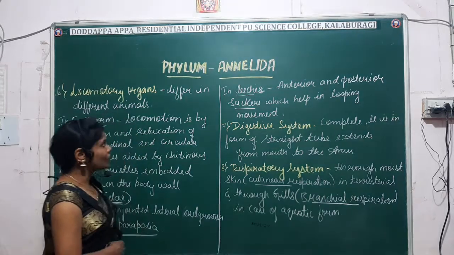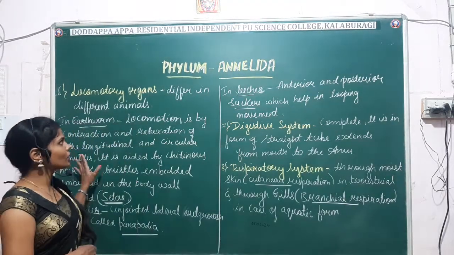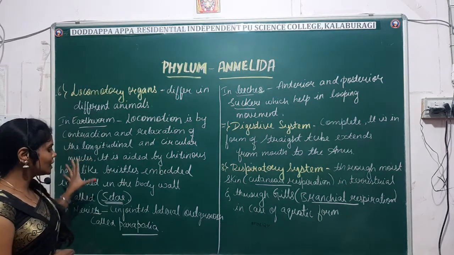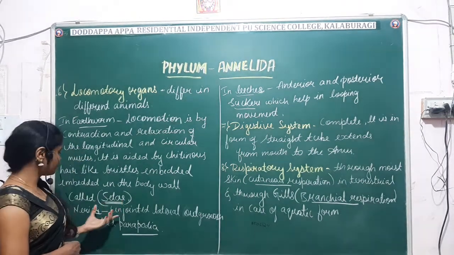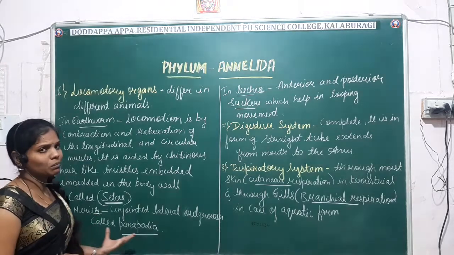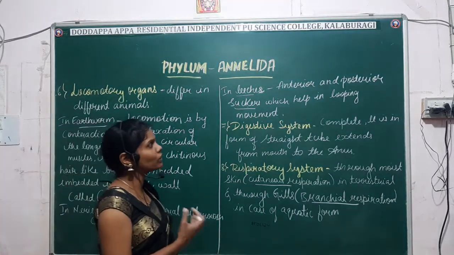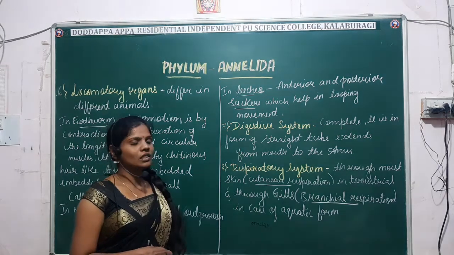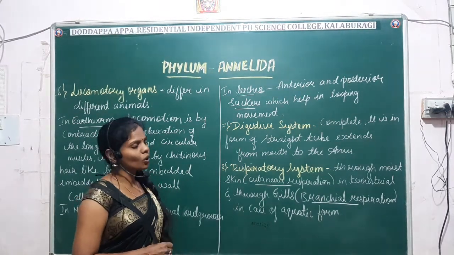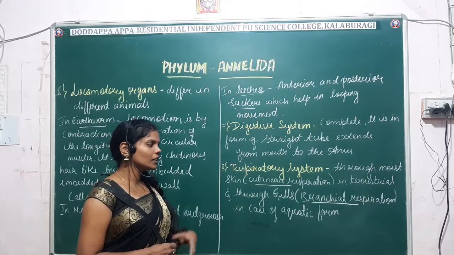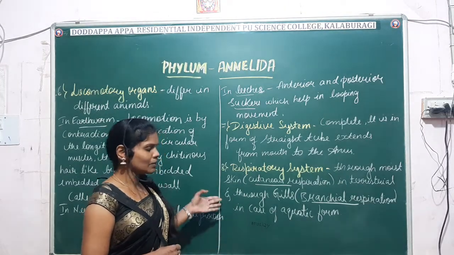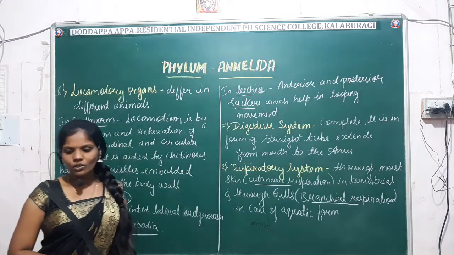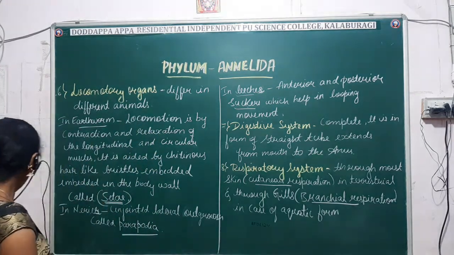So, what are the different types of locomotory organs seen in the Annelida? In earthworm, setae are the locomotory organs. In Nereis, parapodia are the locomotory organs, and in leeches, suckers are present. Then the digestive system is complete with 2 openings. Then respiration: in the terrestrial form it is by skin, and in the aquatic form it takes place through gills. Okay, next we'll move on to the remaining characters.